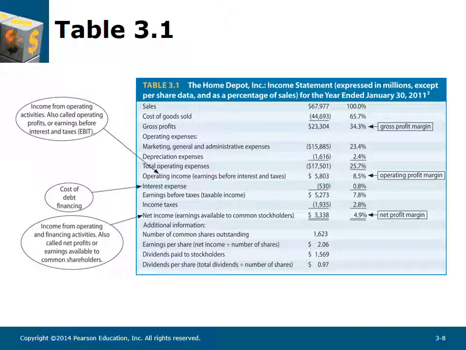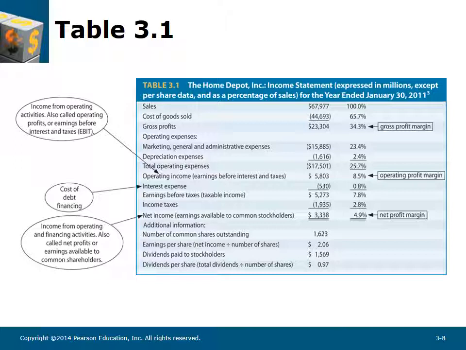Marketing, general, and administrative are all combined here, then depreciation expense. So overall operating expenses are $17,501,000. We subtract those from our gross profit of $23,304 to get operating income. So this is our income from purely operating activities, also called operating profits or earnings before interest and taxes, EBIT.